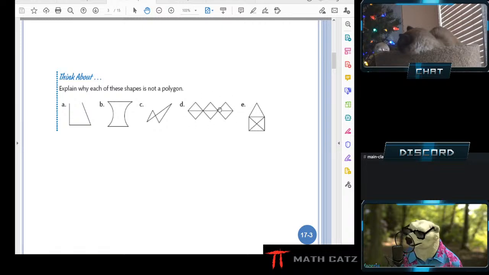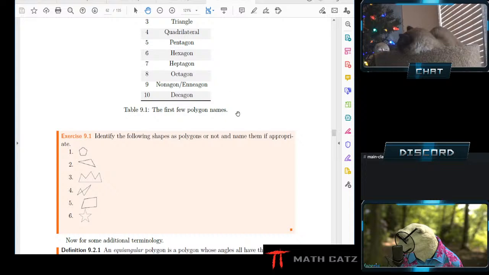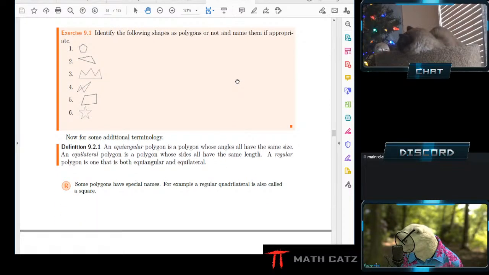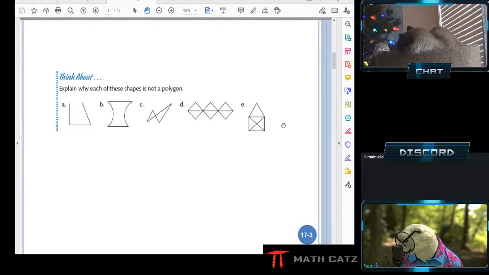D as well has many crossings and many things that make it not a polygon. And E, you have a crossing there. You have a reuse of points for more than just 2 line segments, so not a polygon. Let's go and have a look at, okay, not yet, because in exercise 9.1, I want to identify if the following shapes are polygons or not, and name them. We haven't done the naming yet, so we'll come back to 9.1 in a second.